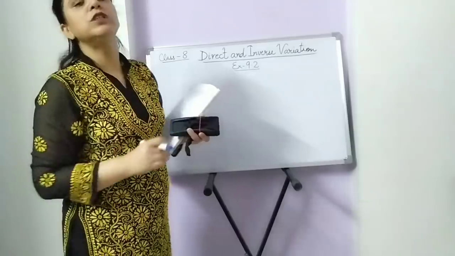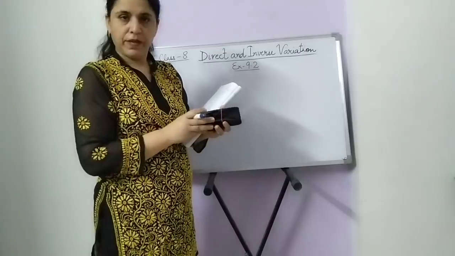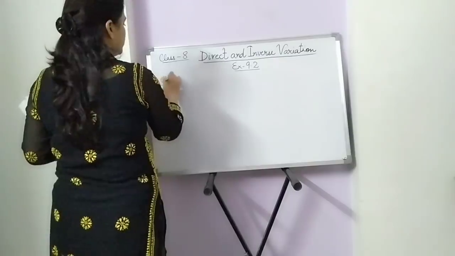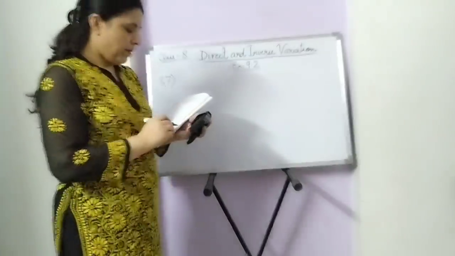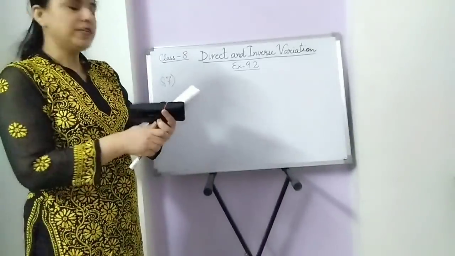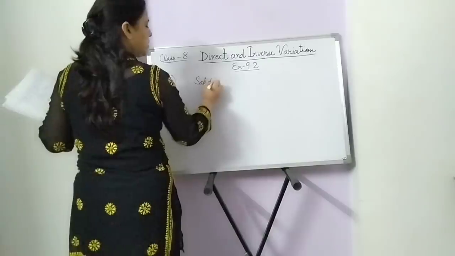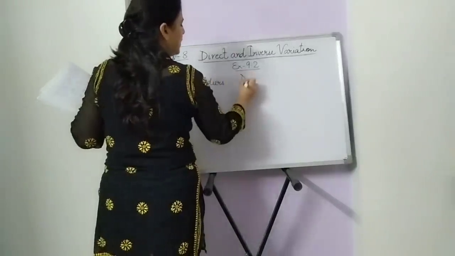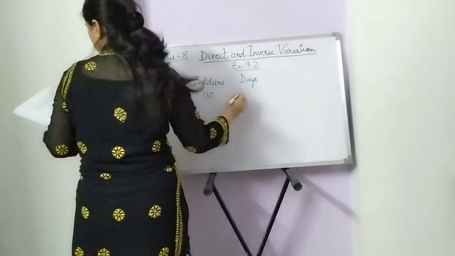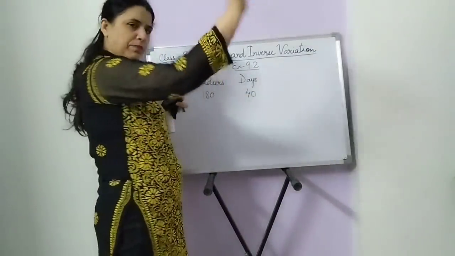The same happens when soldiers go on a camp. They carry some amount of ration with them, because they are going to remote areas where they will not get ration. Now the question says that a fort had ration for 180 soldiers for 40 days. So we will make 2 columns, soldiers and days. First let us write 180, the food was there for 180 soldiers for 40 days.